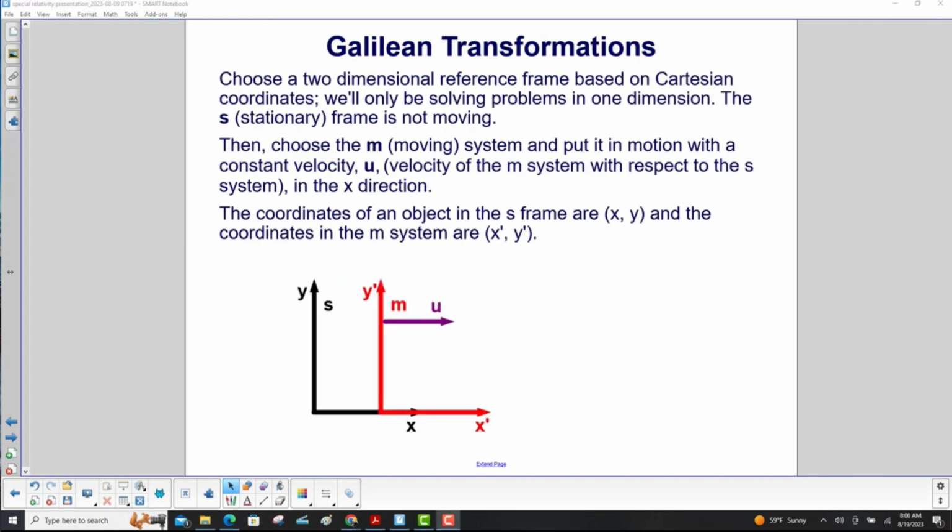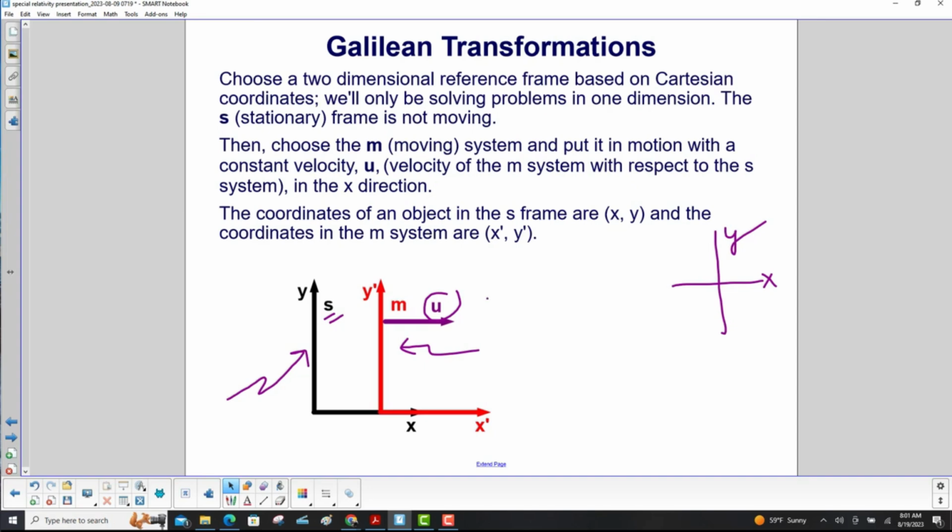Let's start by choosing a 2-dimensional reference frame based on Cartesian coordinates. That's the old XY stuff that hopefully you're familiar with. We'll only be solving problems in 1 dimension though. The stationary frame, over here in black and marked with an S, is not moving. Then choose the M, a moving system, that's in red, and put it in motion with a constant velocity, and we'll call that velocity u, the velocity of the M system with respect to the S system in the x direction.